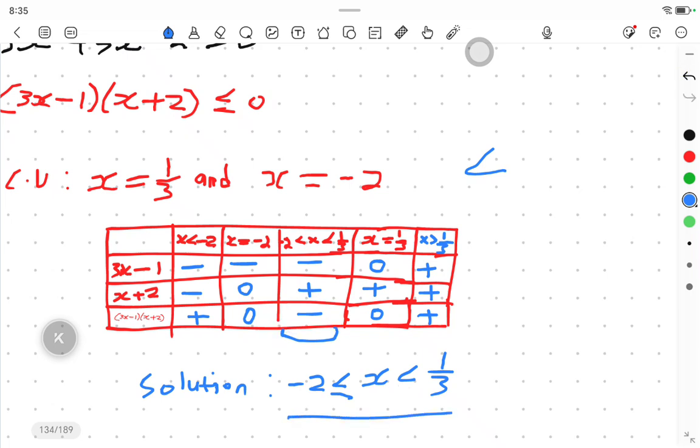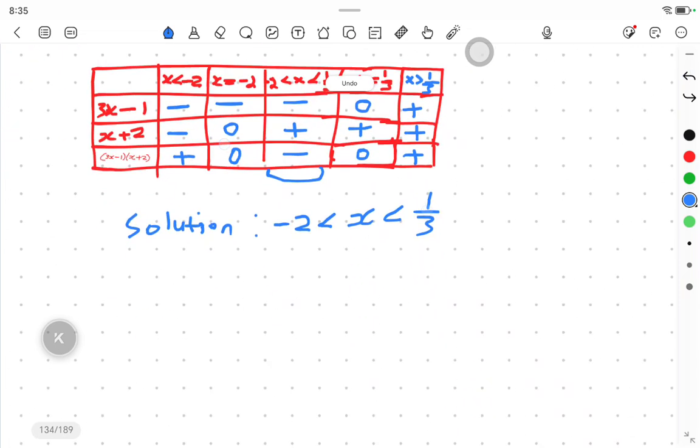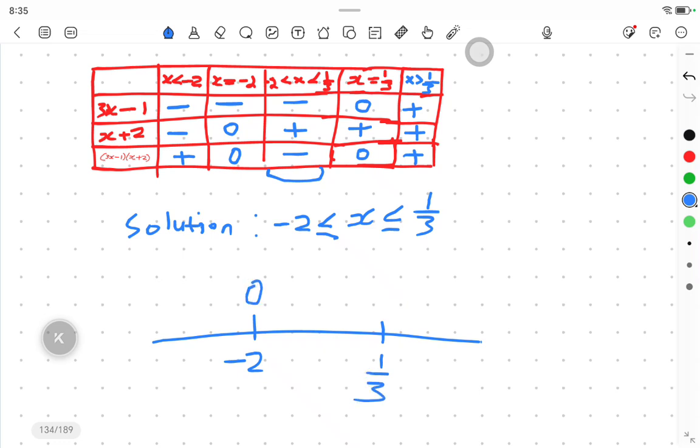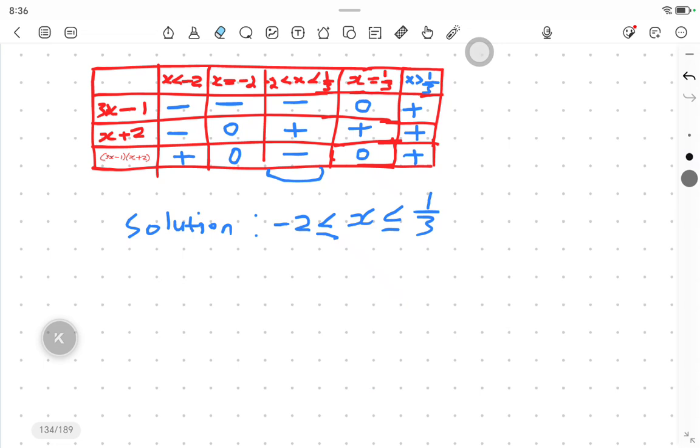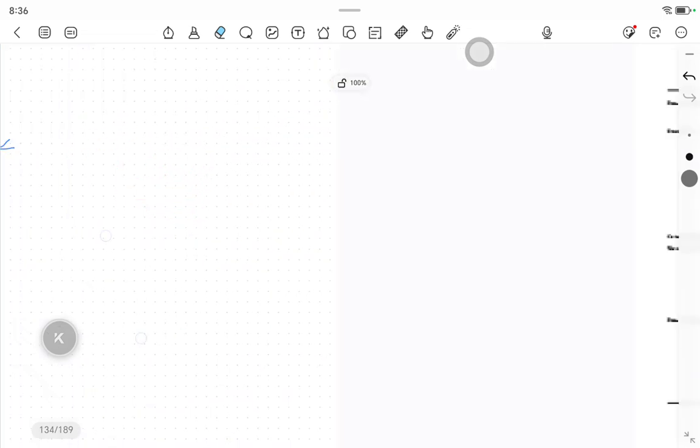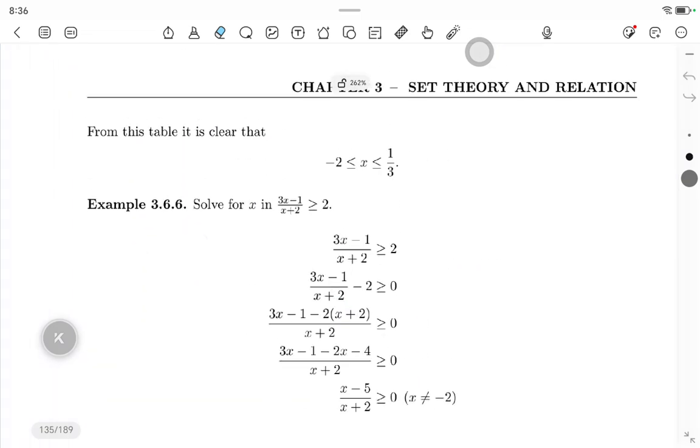If it was a number line, let me erase this. If we have -2 and 1 over 3, this would lie within this solution set, given that this one is shaded, since there's an equal sign, alright? So I'm sure we see this. If it was a number line, it will be something like this. Since we were dealing with the table, this is what the solution will look like. Let me check how they decided on the solution. Yeah, they also decided the same way, right?